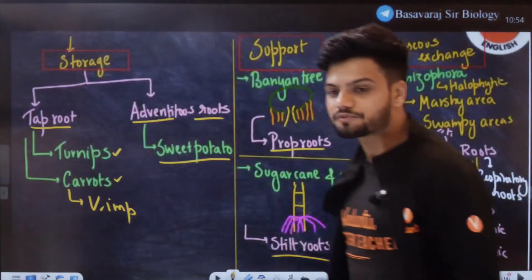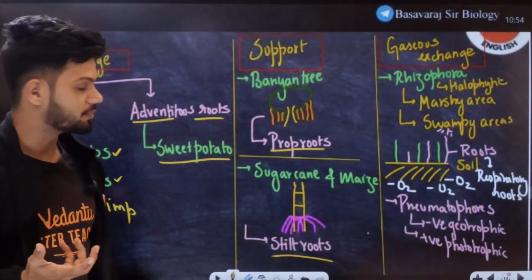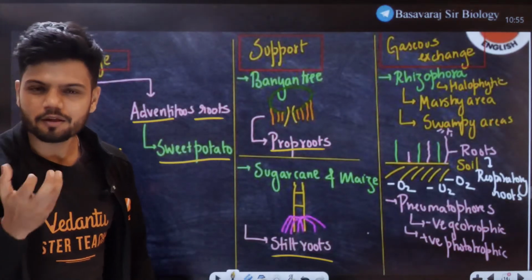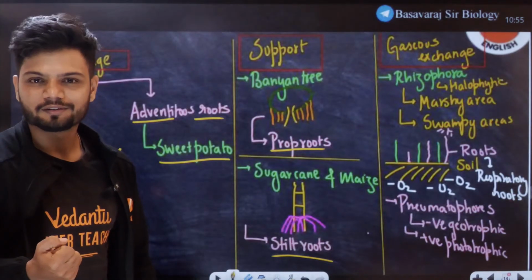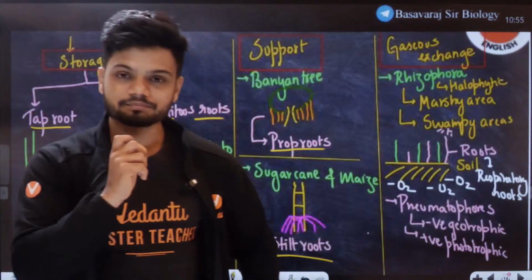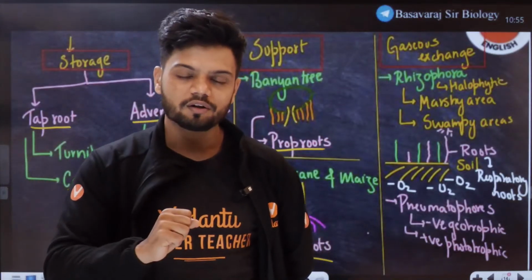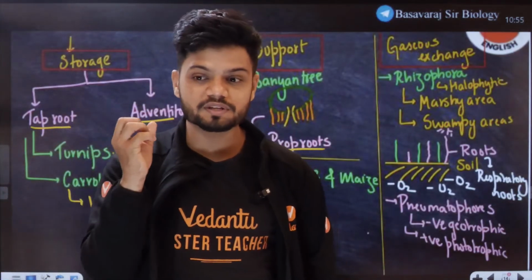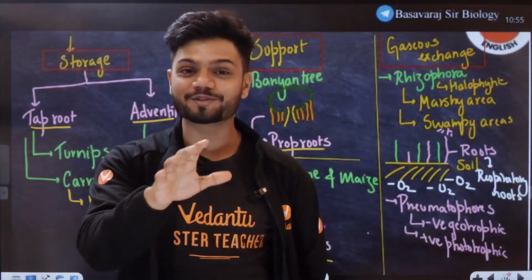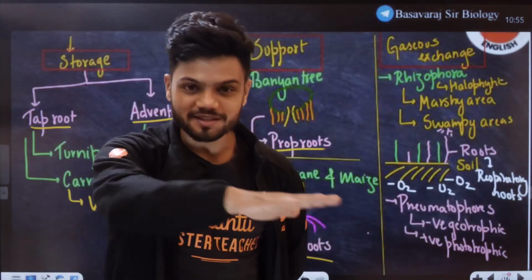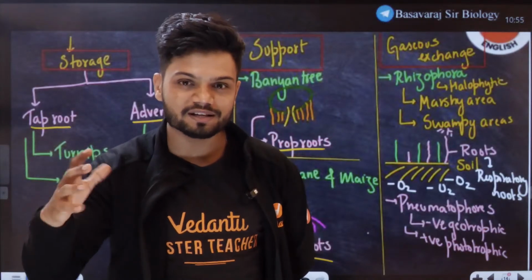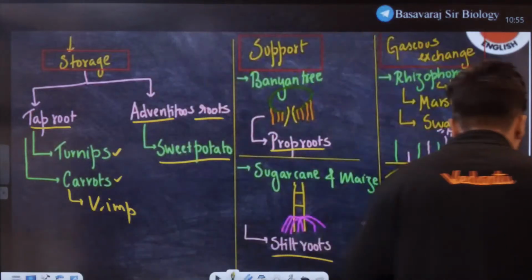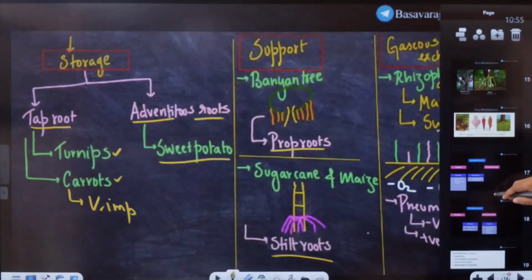Okay. Now the last one is for gaseous exchange. Here there is a special type of root, which is a little scary. Why? Because how many of you have seen horror movies, where from the graveyard all the dead bodies come up? It's very scary for me. Imagine all the dead bodies coming out of the graveyard like that. Now the same condition, students, with the roots.